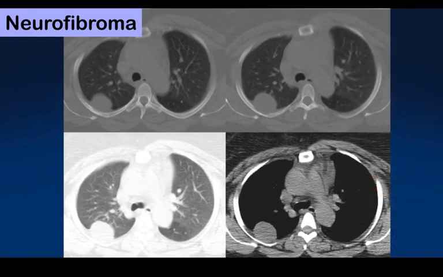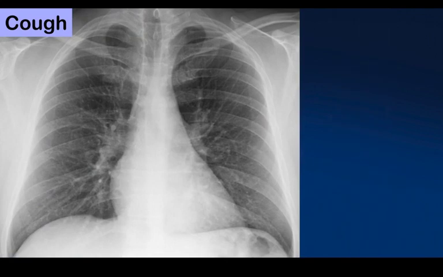CT scan confirms a soft tissue mass in the chest wall. Notice the pressure erosion on the rib on the CT scan. Typical appearance for a neurofibroma of the chest wall, as this was.